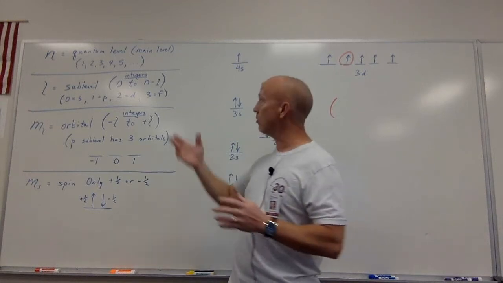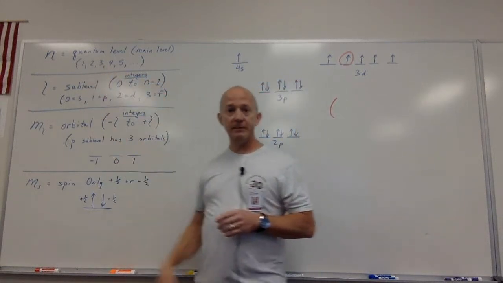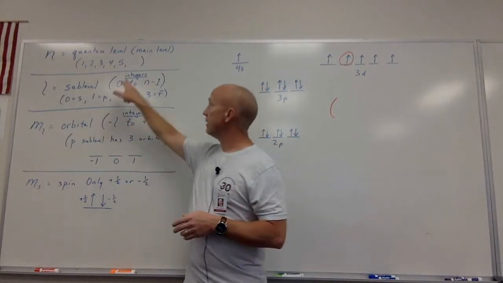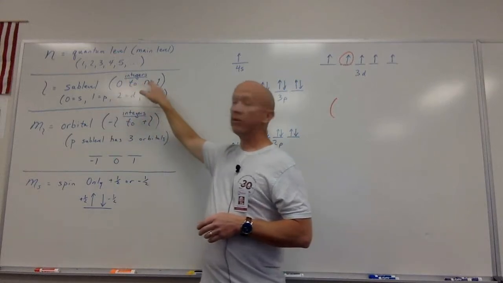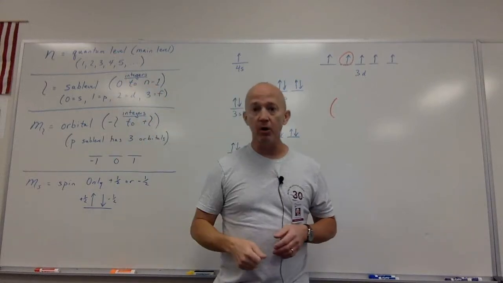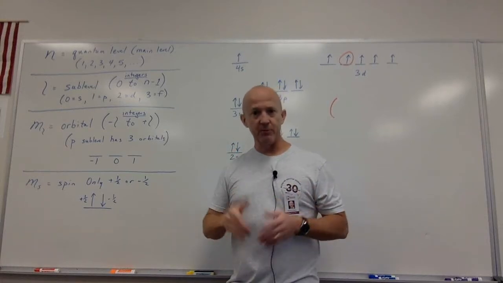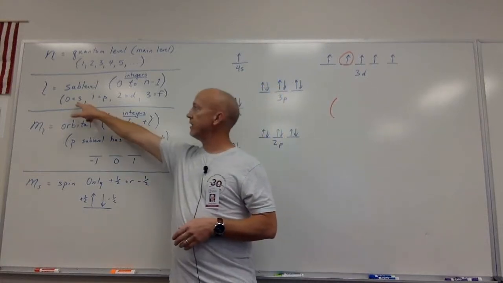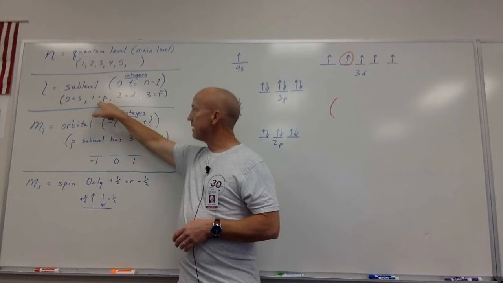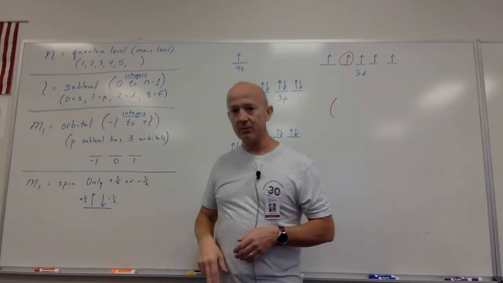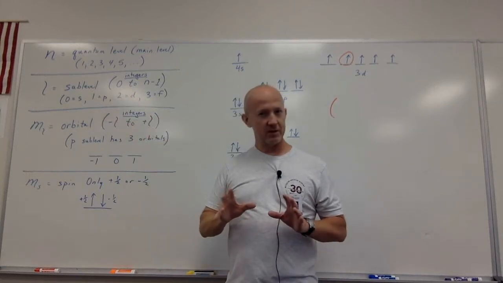Starting to get the hang of it. So, principal level 3, I could have any integer from 0 to 3 minus 1. So, 0, 1, or 2. And on principal level 3, we find that we have an s sublevel, a p sublevel, and a d sublevel. Is it starting to make sense?